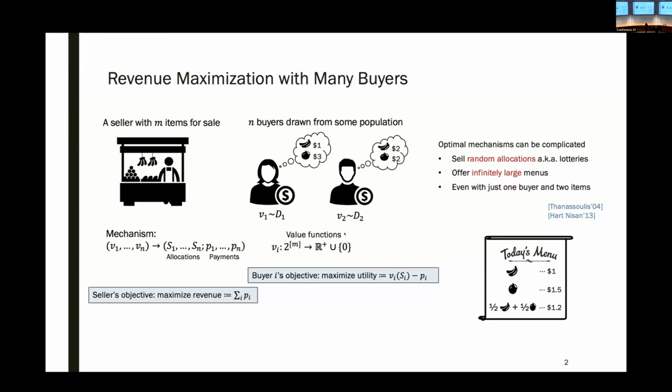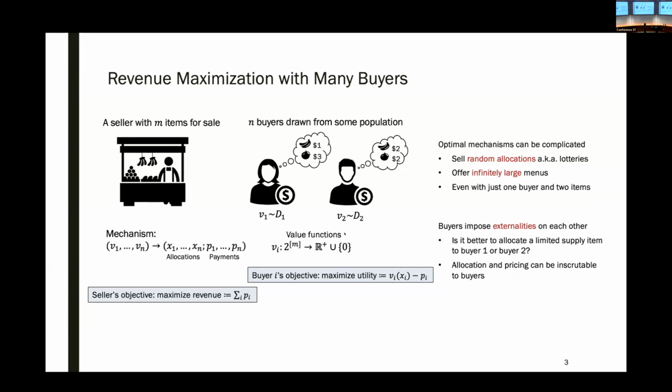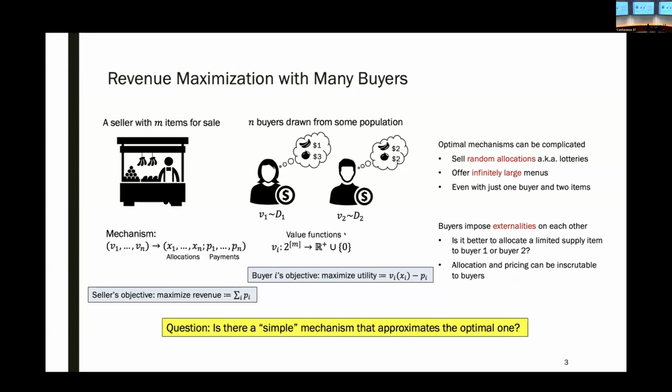So of course, optimizing over this class of mechanisms can be challenging. When you have multiple buyers, things get even hairier, because now you need to worry about externalities buyers impose upon each other. For example, if you have an item in limited supply, whom should you give it to? And in particular, the allocation and pricing that any particular buyer faces can be some inscrutable function of other people's value distributions and value functions. So the question we want to ask in this context is: is there a simple mechanism that will approximate the optimal one in the worst case?